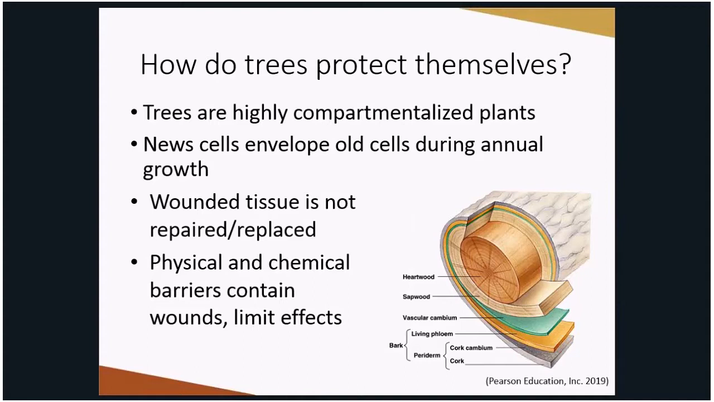Instead, they grow new cells around an injured area and just envelop the old cells and try to wall off or trap any pathogens that may have entered or any decay that has started. So wounded tissue really is not replaced or repaired. Instead, it is compartmentalized. It's grown around and walled off, and a tree tries to just trap it in one place and confine its movement.